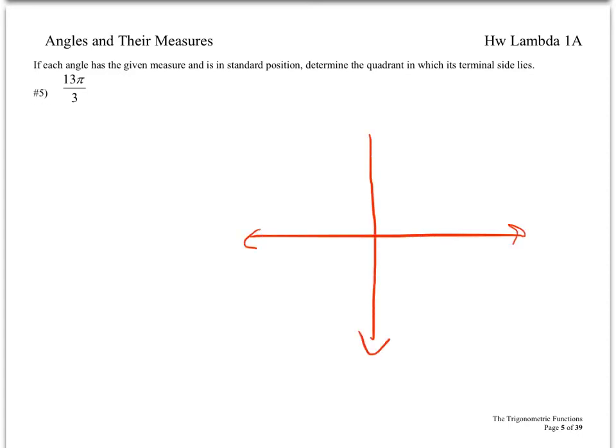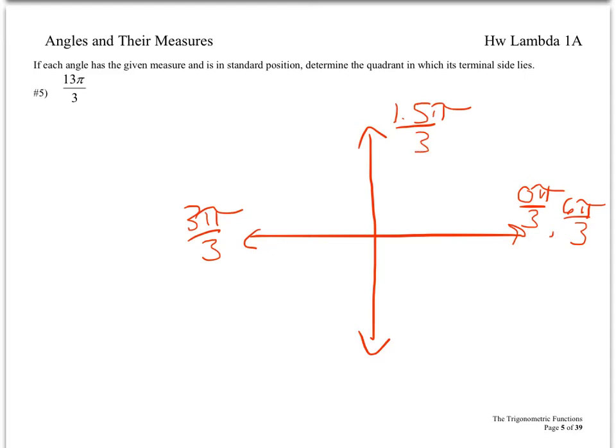Number 5, you're supposed to find where the terminal side lies. Lots of different ways to do these problems. One method here would be to mark each quadrantal angle. So we got 0 pi over 3. Halfway around would be 3 pi over 3. All the way around would be 6 pi over 3. Positive y-axis is halfway between 0 and 3, which would be 1.5 pi over 3. So notice the numerator is increasing by 1.5, 0 to 1.5, 1.5 more, 1.5 more would be 4.5 pi over 3, 1.5 more would be 6. We can continue and keep adding 1.5 if we wanted.